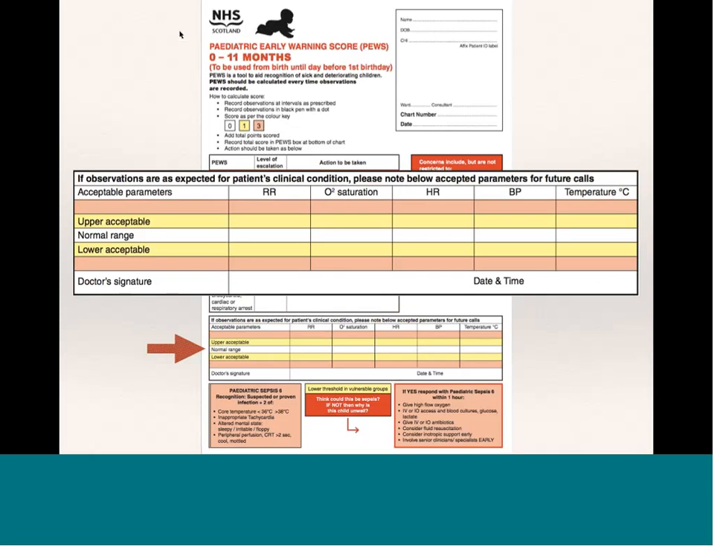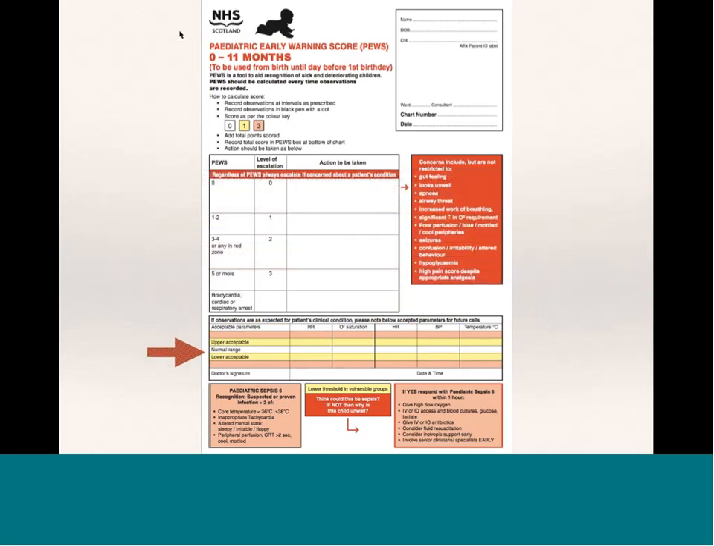Yet if you put that on a normal PEWS chart, then they alert you every time you do a set of observations. So in conjunction with the clinical team, if there are children who have certain parameters that are outwith the norms but are normal for them, then you can chart them in this box and again sign and date it. So therefore the escalation will be appropriate for that child and not inappropriately frequent if you were to plot it on the normal set of variables.